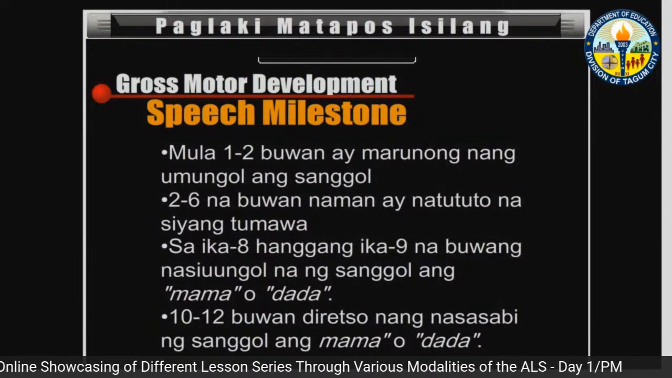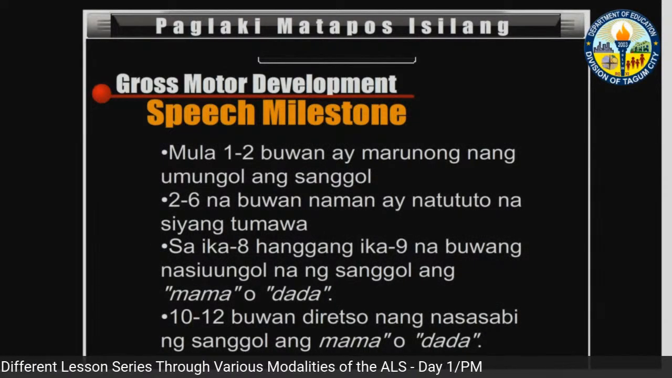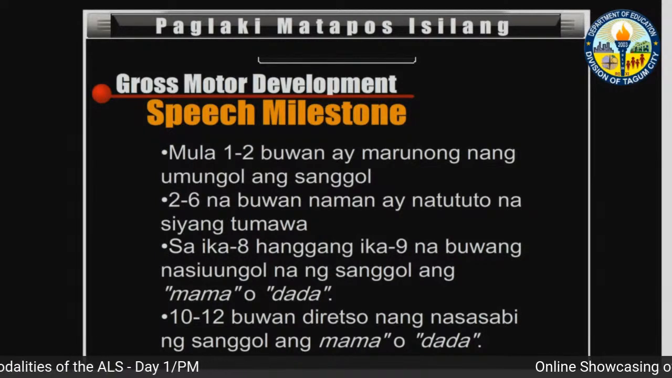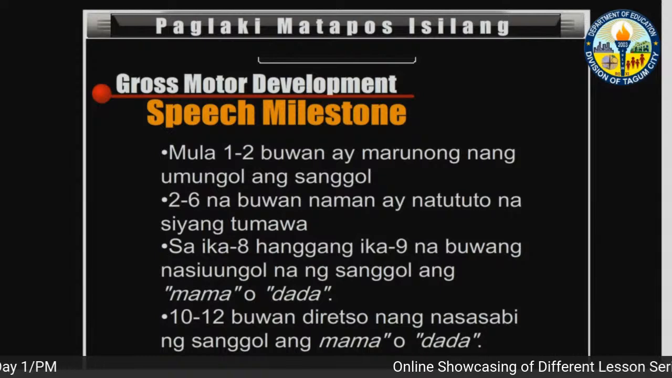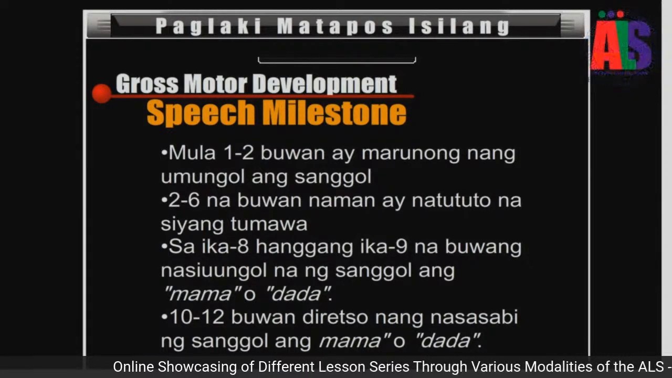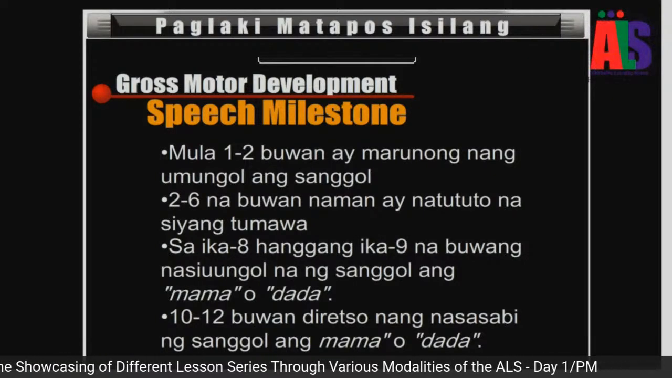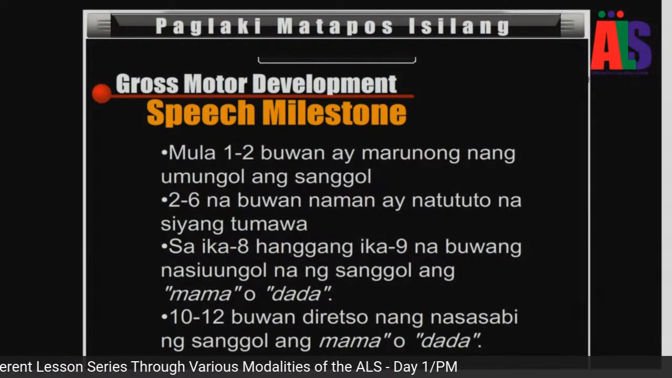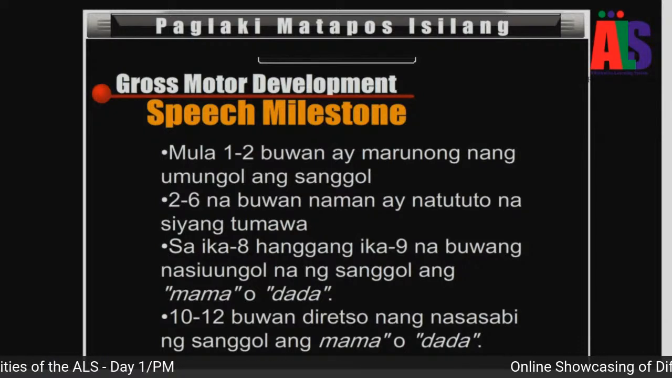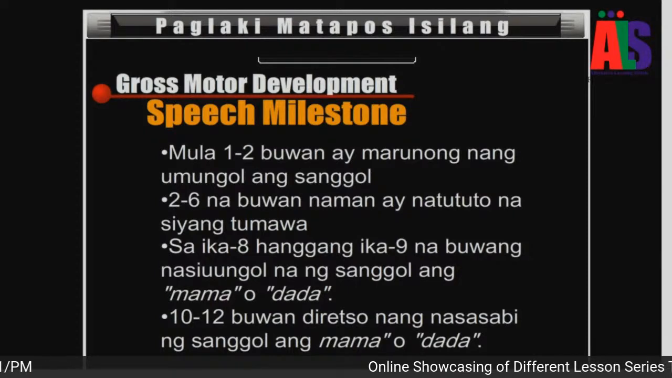Narito ang mga pinagdaraanan ng isang sanggol sa pag-unlad ng kanyang pananalita. Mula 1 hanggang 2 buwan ay marunong nang umuhol ang sanggol. 2 hanggang 6 na buwan naman ay natututo na siyang tumawa. Sa 8 hanggang 9 na buwan, naiuungol na ng sanggol ang mama o dada. 10 hanggang 12 buwan, diretso nang nasasabi ng sanggol ang mama o dada.